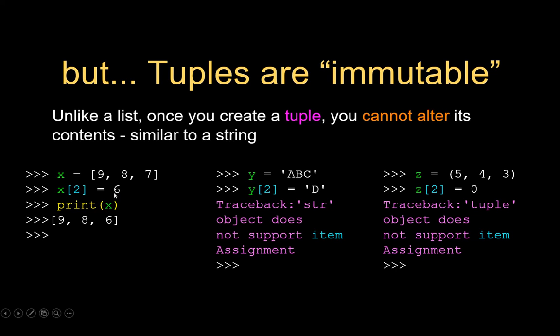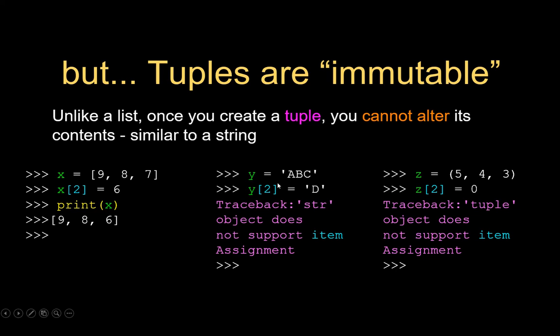In this case, I'm sorry, we are not printing it, we are just assigning 6 to the item number 2. So 6 will replace 7. When we print it, we see that the 6 has replaced the 7.